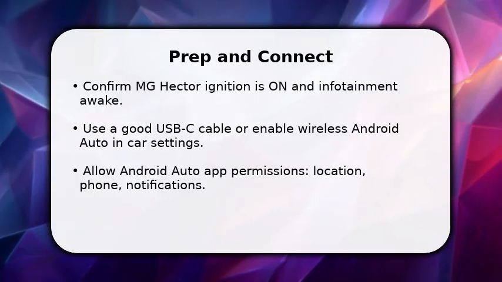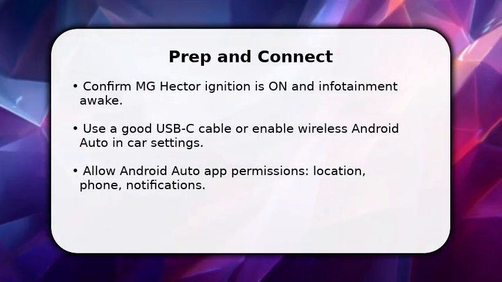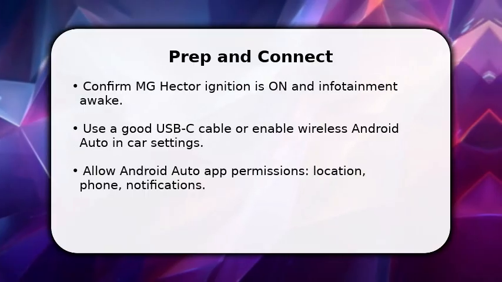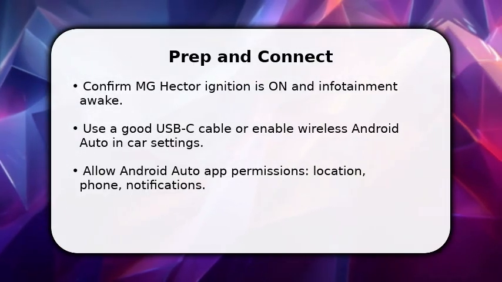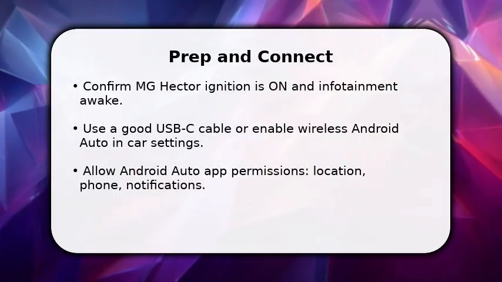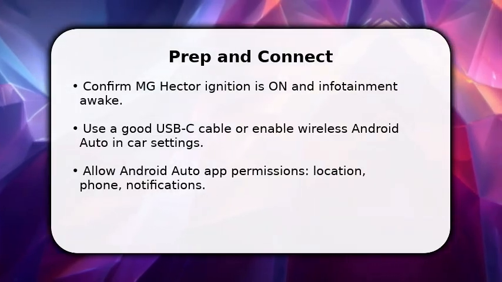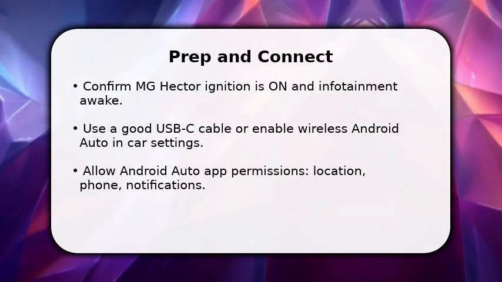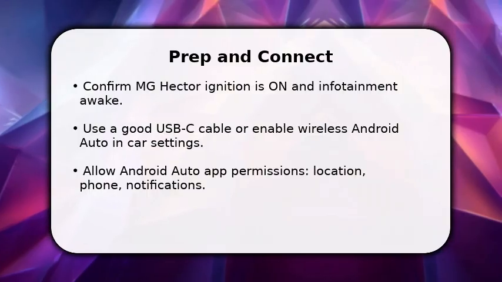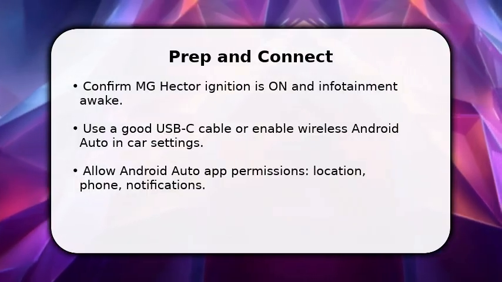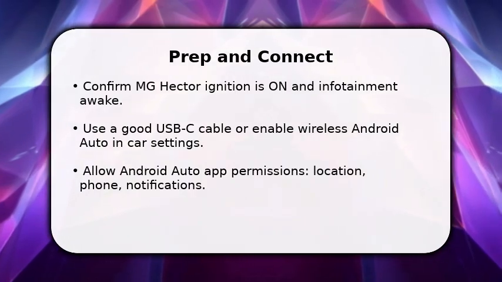You start by getting essential things ready. Turn the MG Hector's ignition to accessory or on so the head unit powers up, and use a high-quality USB-C cable, or enable wireless mode if supported. Open Android Auto on your phone and grant location, phone, and notification permissions. These let apps and navigation work. Once done, plug into the car's USB port or tap the car's wireless pairing, and select the Android Auto source on the infotainment screen to initiate the handshake.